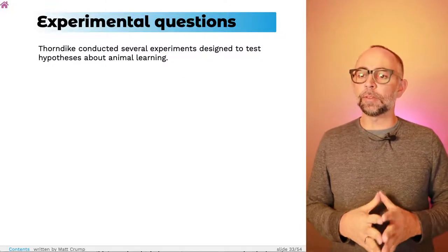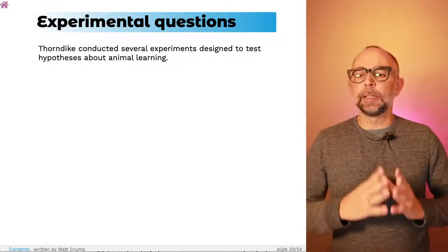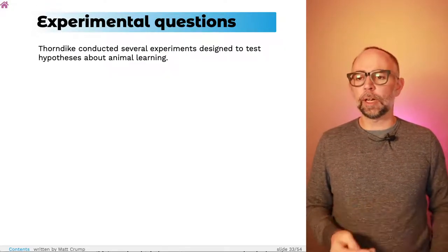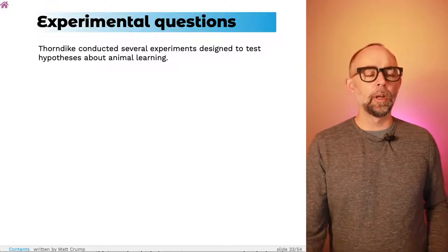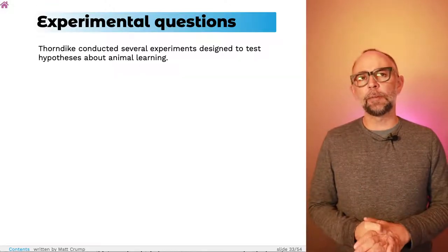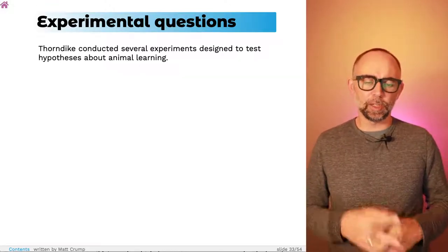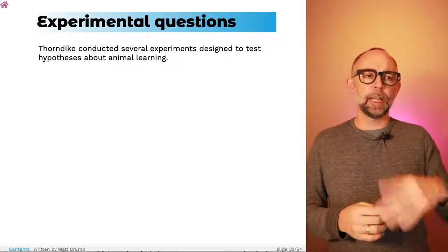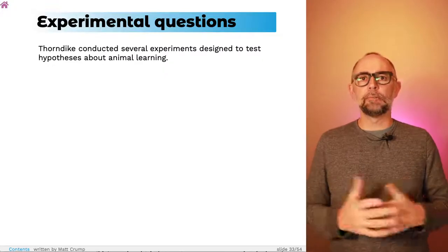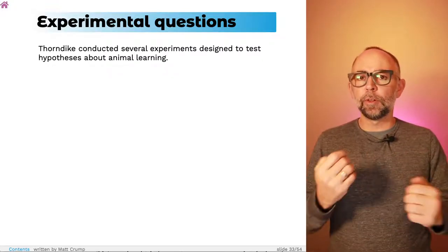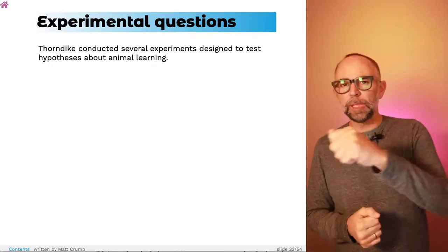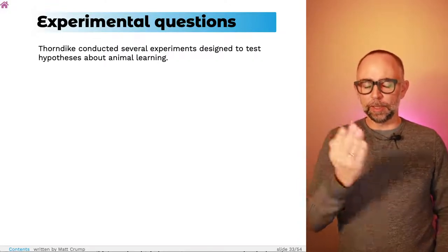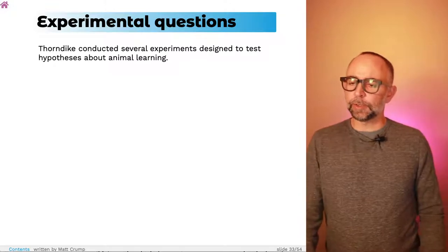So Thorndike was interested in conducting experimental scenarios to test particular hypotheses about animal learning. What I've described up till now isn't much of an experiment. It's just, I got this box, there's a tricky way to get out. You put a cat in it, cat gets out, and you notice that it did that. So there's no real independent variable. There's no manipulation of something, seeing what happens in the different manipulations.